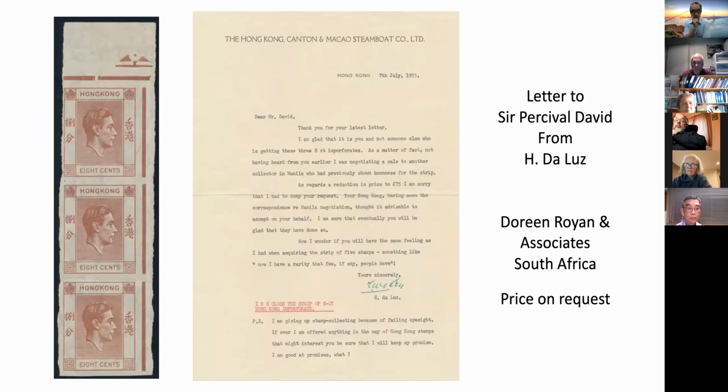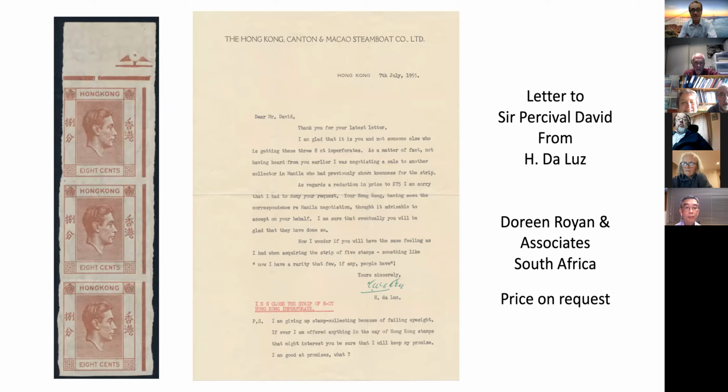Just the top strip of 3. It was sold to Sir Percival David by Dalous in 1955, and this is the letter. It looks like Sir Percival wanted it reduced to £75, but he wasn't going to let it be reduced to £75.